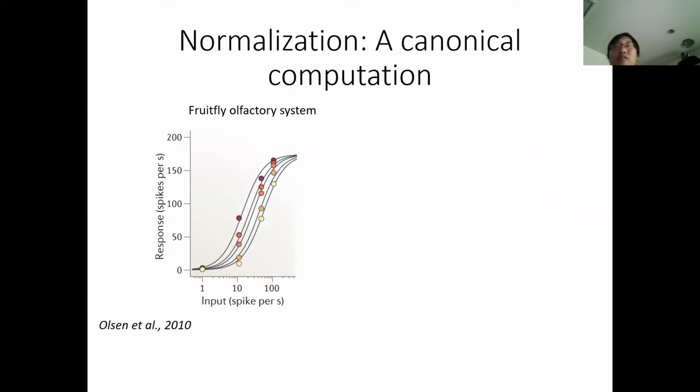Some of you may have heard of normalization. It is a so-called canonical computation that exists in the neural system across different species. Here is the response of a neuron recorded from the fruit fly olfactory system. The neurons are less sensitive when the mask odor is stronger, so this can be described by a normalization model. When the mask odor gets stronger, the whole tuning curve moves to the right, which means less sensitive.